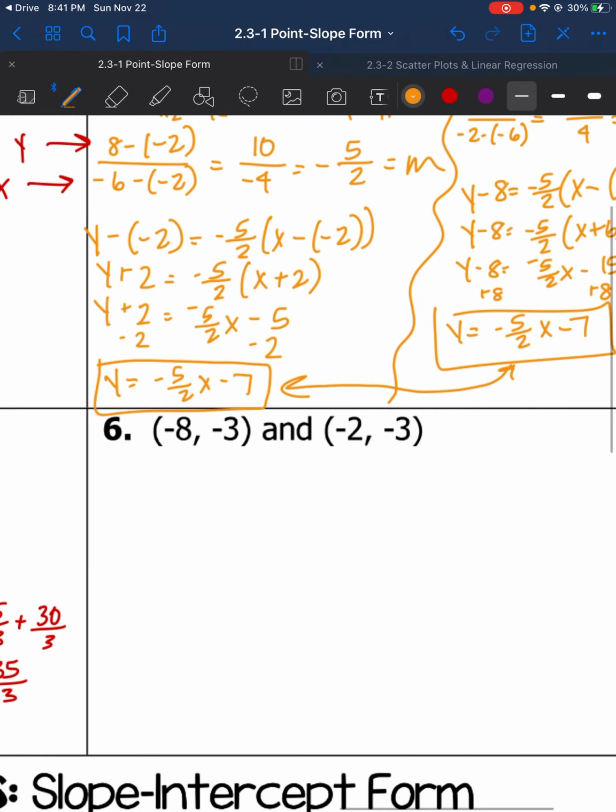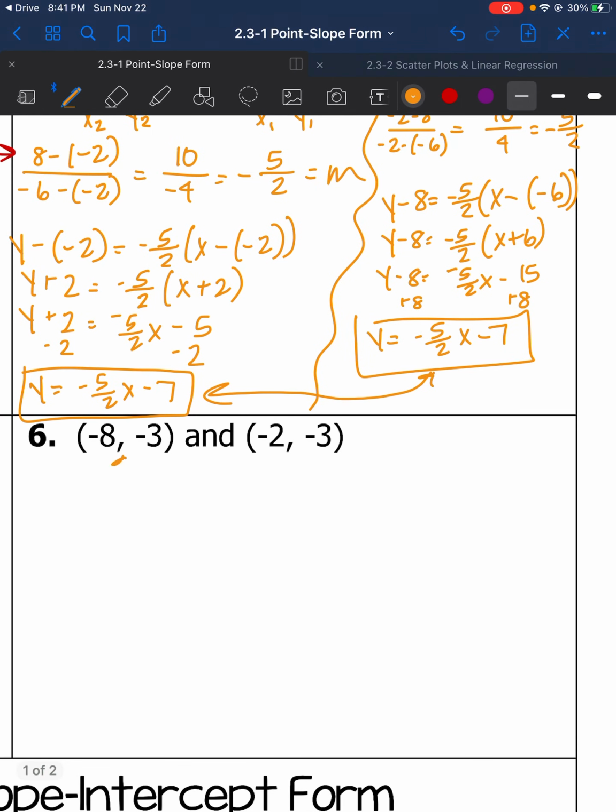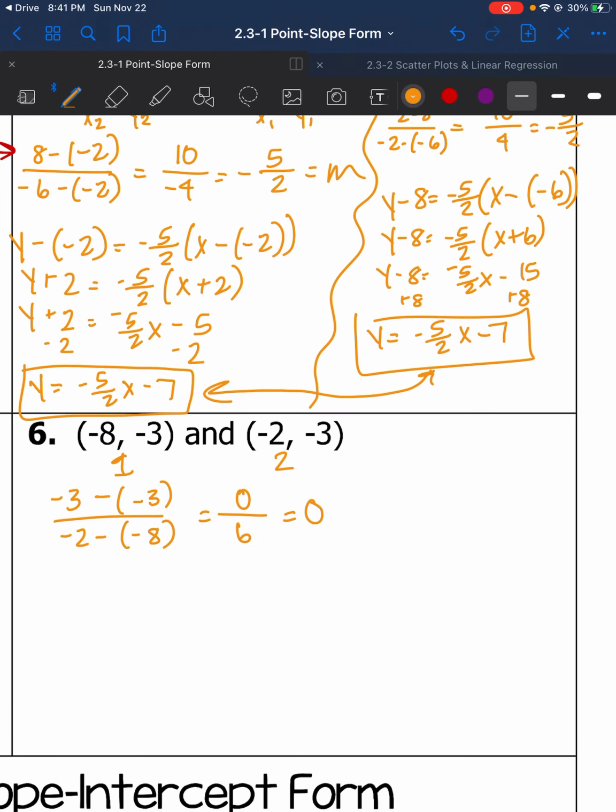Okay, number 6. So finding the slope here, we'll call this 1 and 2. y2, -3 minus y1, also -3, over x2, -2 minus x1, -8. -3 minus -3 is -3 plus 3, which is equal to 0. And 0 divided by anything we know is equal to 0, but we can still calculate this. -2 minus -8 is -2 plus 8, which is 6. Still, 0 divided by 6, or 0 over 6, is equal to 0. So our slope is equal to 0.